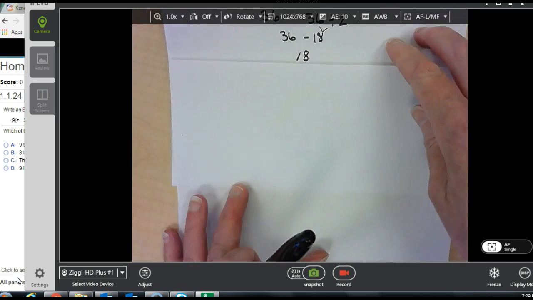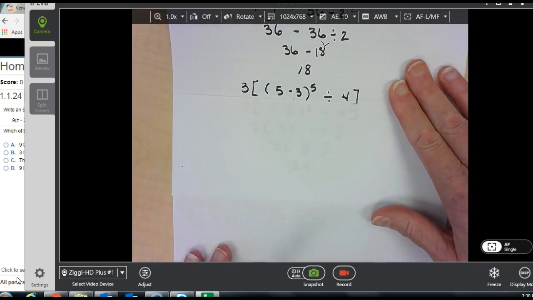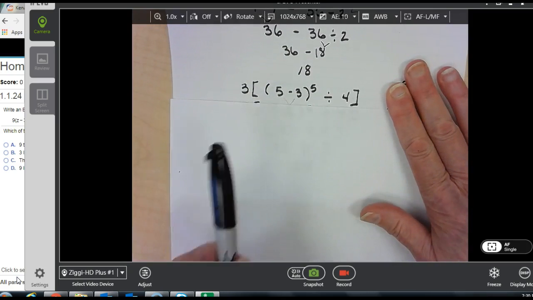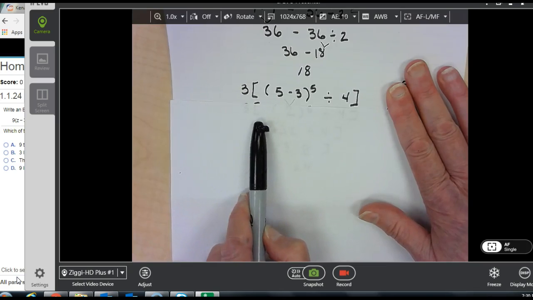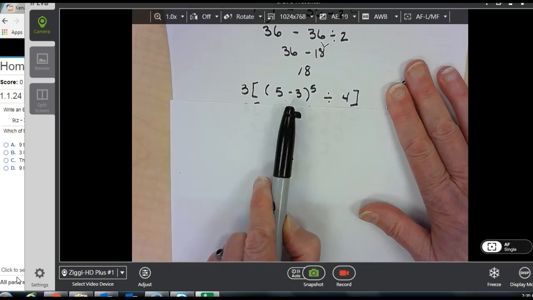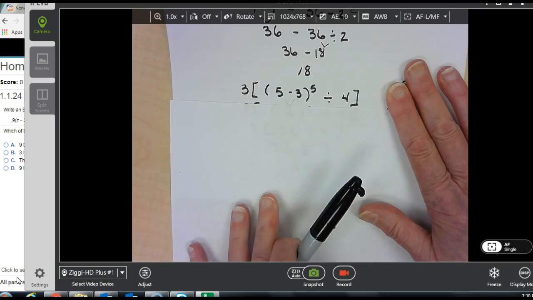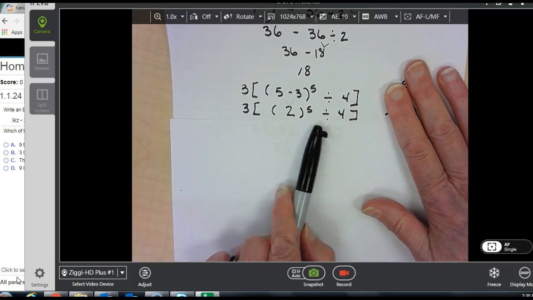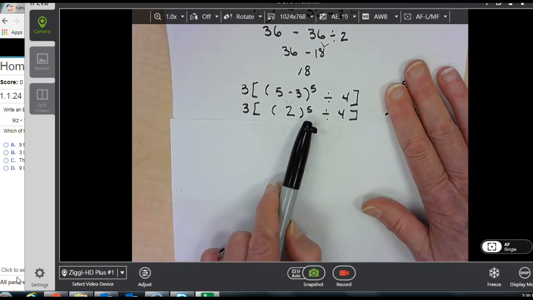The last problem in this set is to do something that has parentheses and brackets. So again, you work in the innermost. And inside that parenthesis, I have a job to do. I have 5 minus 3. 5 minus 3 is 2. So everything gets written down again, exactly what it was. Now I take 2 to the 5th.